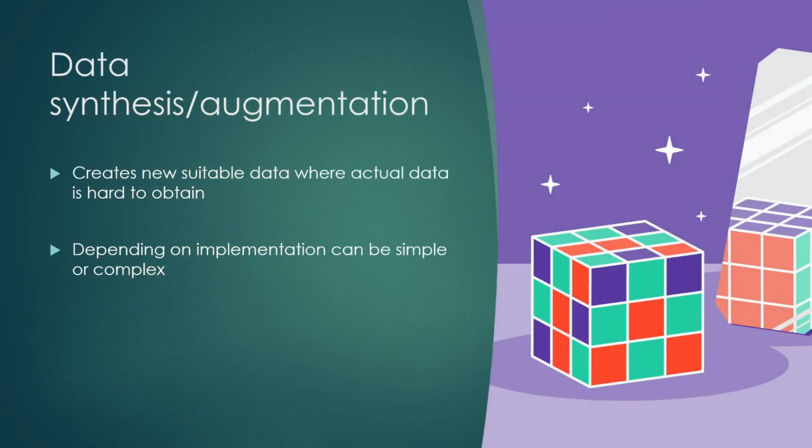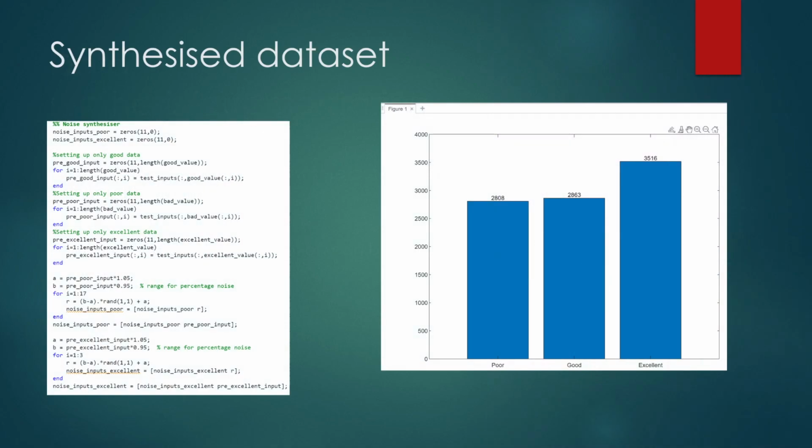Here I have another method, which is data synthesis or augmentation. This creates new suitable data where actual data is hard to obtain, and dependent on implementation can be simple or complex. Here I have a simple solution to generate new data or augment the data to produce enough poor and excellent data other than just oversampling. In the code here, I have added percent noise to distinguish between different data points.